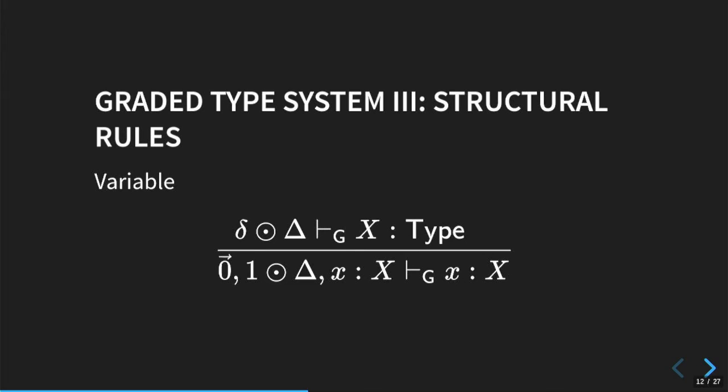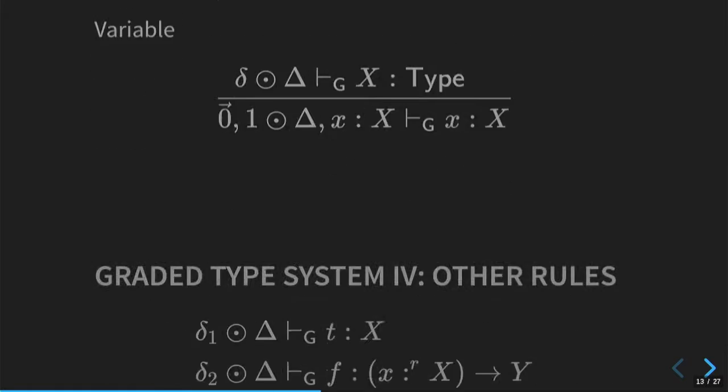And that is this delta here references what resources are used to construct this type capital X. But this delta is gone here. And so actually these judgments do not contain any information about how the type was constructed. They only contain information about how the term is constructed.